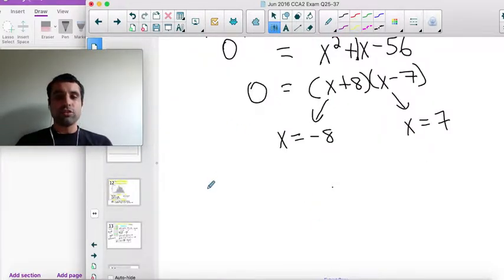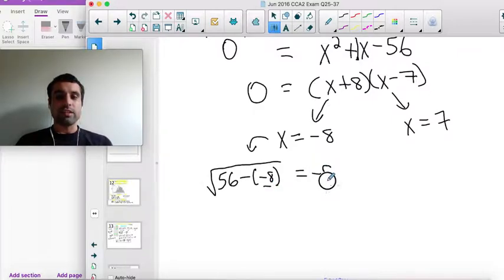So I'm going to go back to the original equation now, and I'm going to substitute. So the original equation was the square root of 56 minus x equals x. So when x equals -8, I'm going to substitute -8. So the square root of 56 minus -8 is equal to x, -8.